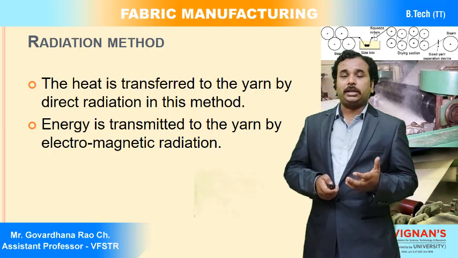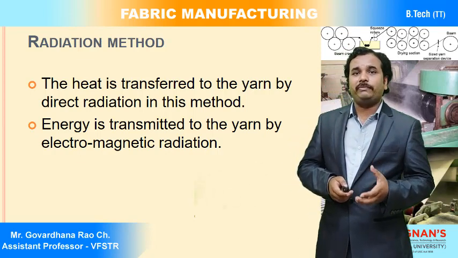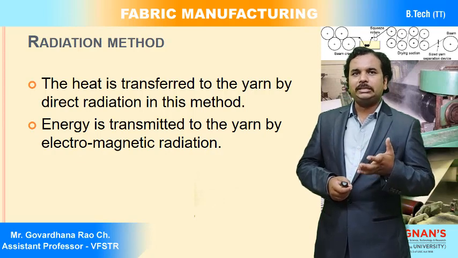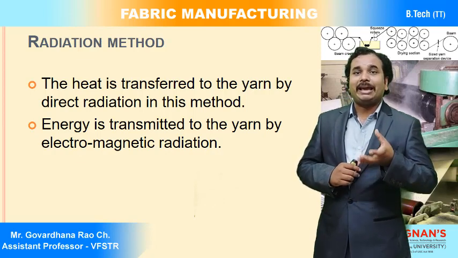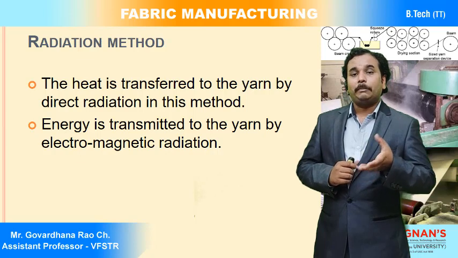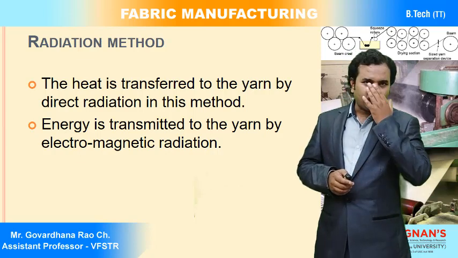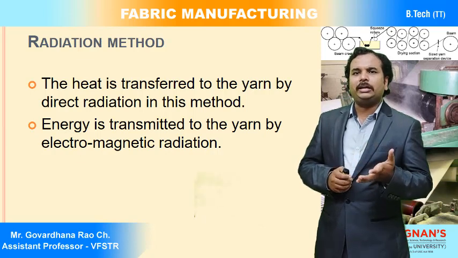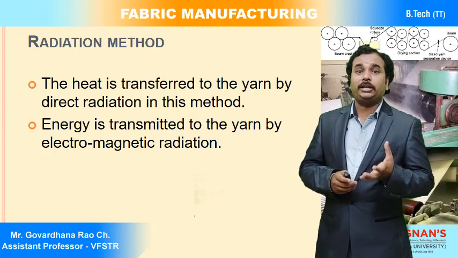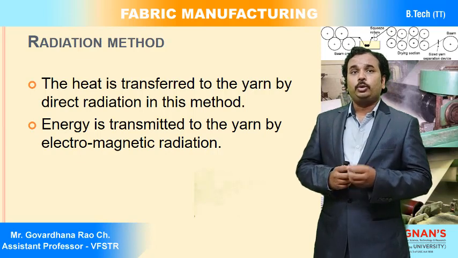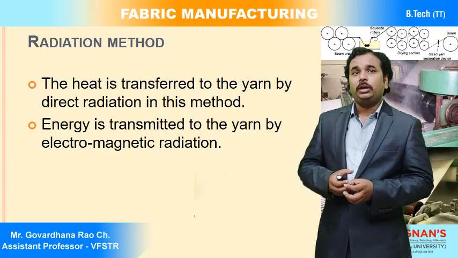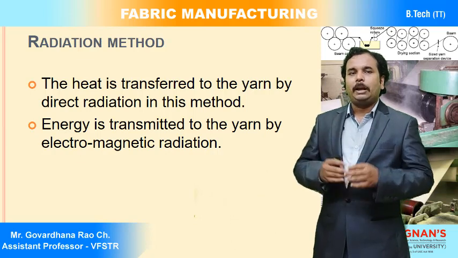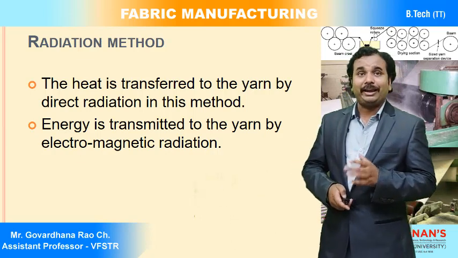And the third method is the radiation method of drying. In the radiation method, the heat is transferred to the yarn by direct radiation. The energy is transferred to the yarn by electromagnetic radiation, so we use electromagnetic radiation to heat the yarn and evaporate the moisture.